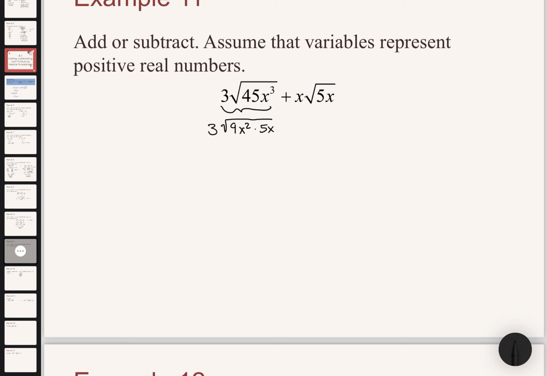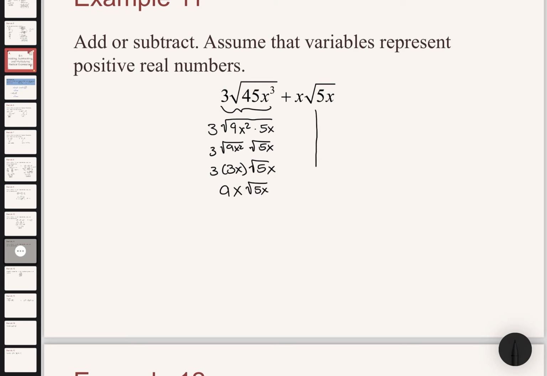So again, what I've done is I've separated 45 into a perfect square and its other factor, 9 and 5. I separated x cubed into a perfect square, x squared, and its other factor, x. I can separate those now. So square root of 9x squared times square root of 5x. I can simplify. Square root of 9x squared is just going to be 3x. So that's going to give us 3x square root of 5x.